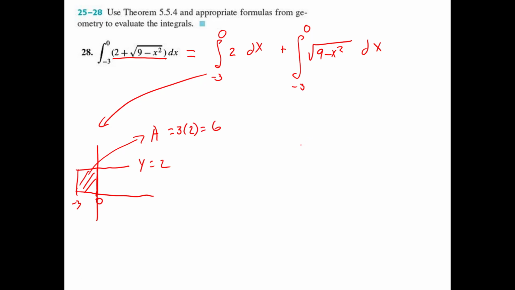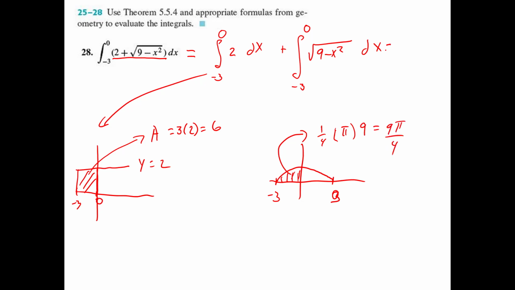This one, the square root of 9 minus x squared is a circle of radius 3, centered at the origin. And we're finding this area here, a quarter of the area again. And so then this area is 1/4 pi r squared, and the radius is 3. So it's 9 pi over 4. And so then this is 6 plus 9 pi over 4.